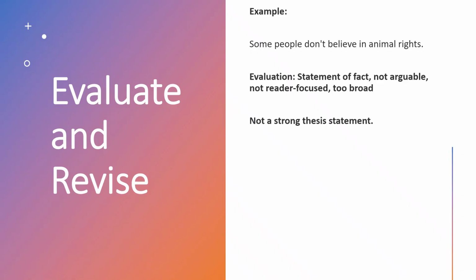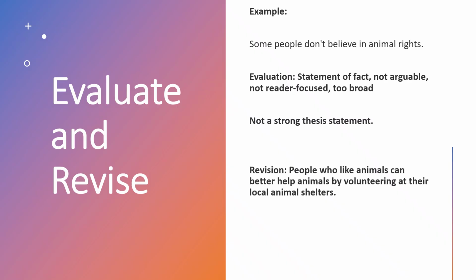So we can draw that conclusion that it's not a strong thesis statement based on our evaluation, right? We have more no's there than we have yeses. So we can go to revision, think about who my audience could be. Let's say I want to reach people who do like animals, and I want to say what they can do to help with animal rights. So people who like animals can better help animals by volunteering at their local animal shelters. Now I'm getting to the point of being able to accomplish something, right? Now we're going somewhere.